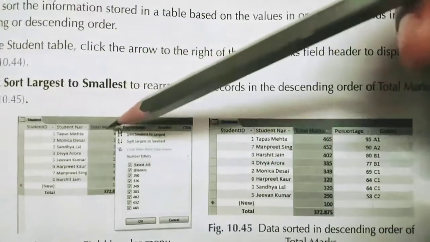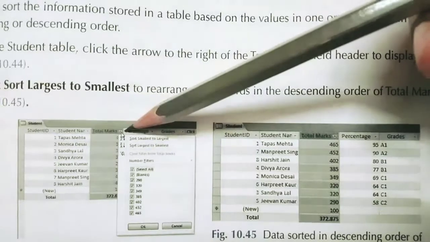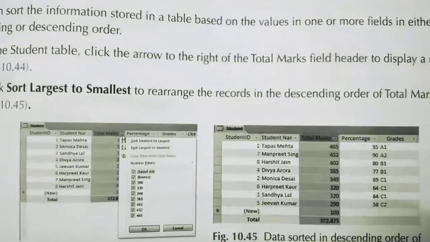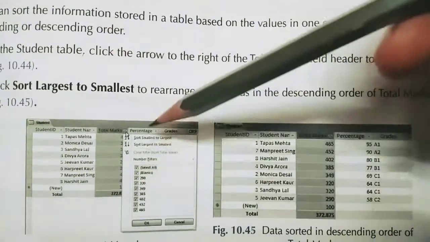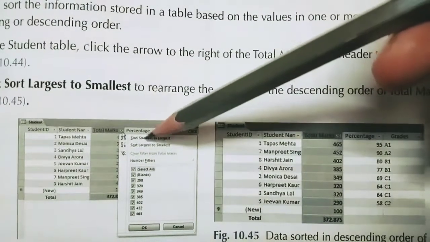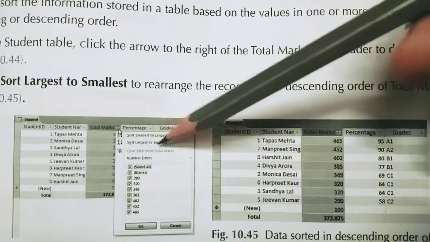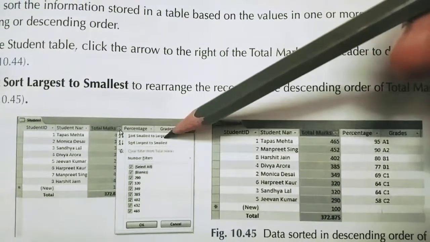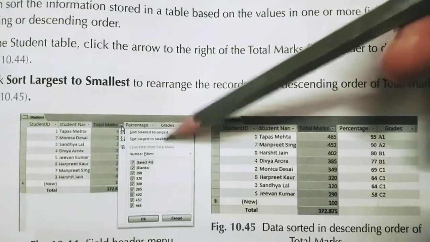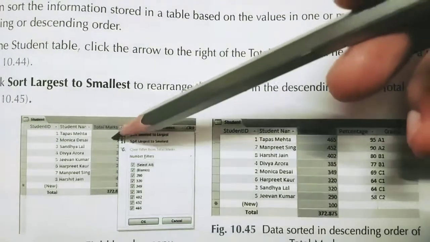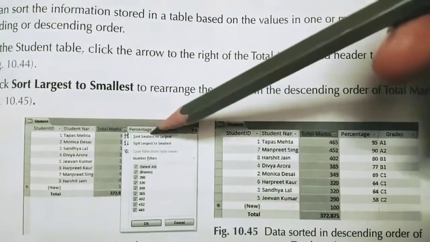You see, to the right of total marks, this arrow is given. Click this arrow, then the drop down will come. You can see here the sorting options: Sort Smallest to Largest, or Sort Largest to Smallest. That means ascending order and descending order. Whatever you want, you can click this, and it will sort the data in this way.